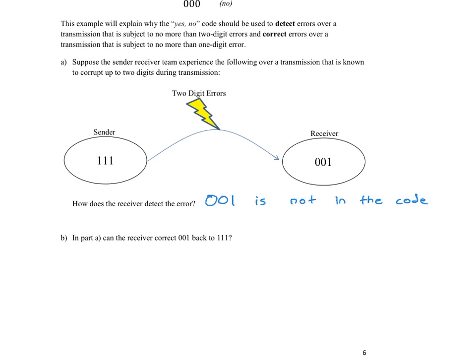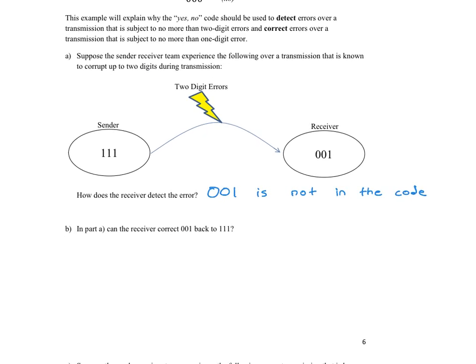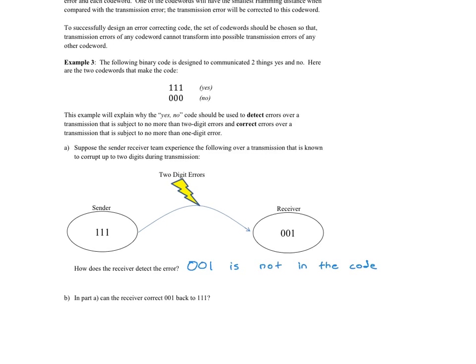Okay, so can the receiver correct back to 111? Well, the receiver would have to think about, I've received 001, and the code is either all zeros or all ones. So 2 things could have gone wrong, like they actually did here. Those 2 ones could have changed into zeros. Or it's possible that this 1 here could have actually been a 0 on the sender end, and the sender could have been trying to send all zeros.